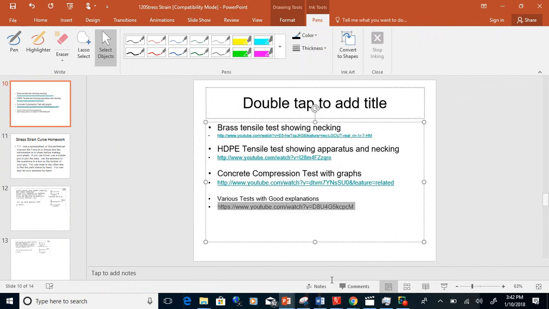You can just hyperlink it. Yeah, I guess I could. For some reason I didn't on that one, I'm not sure. Yeah, I guess I just could have.